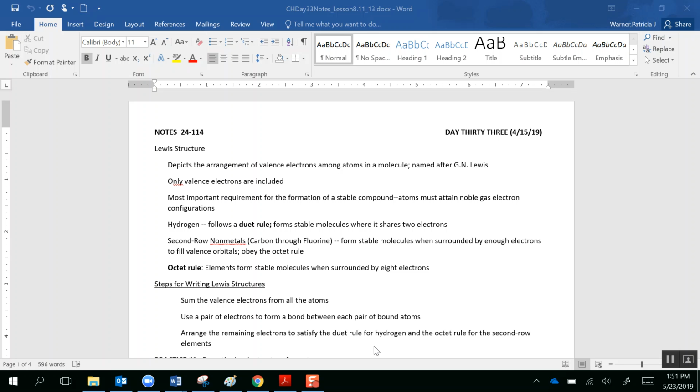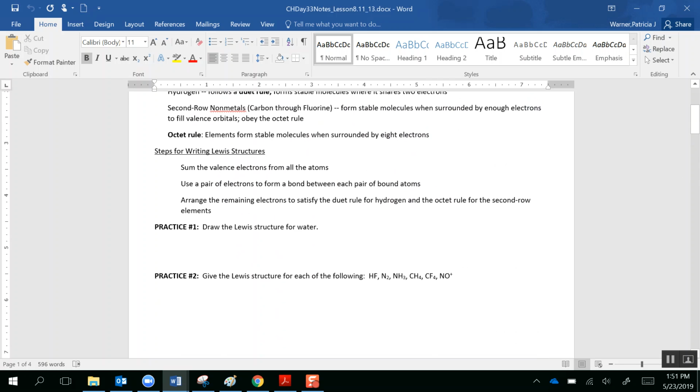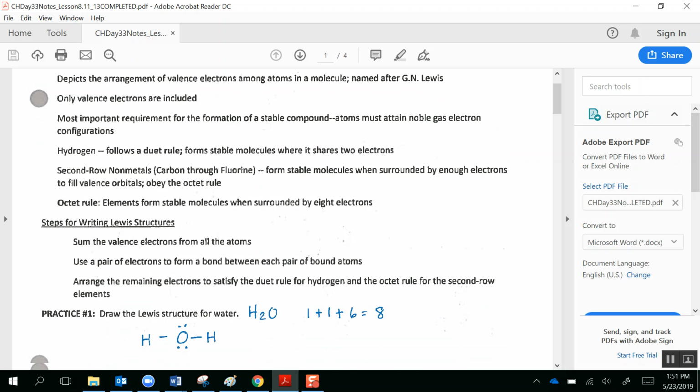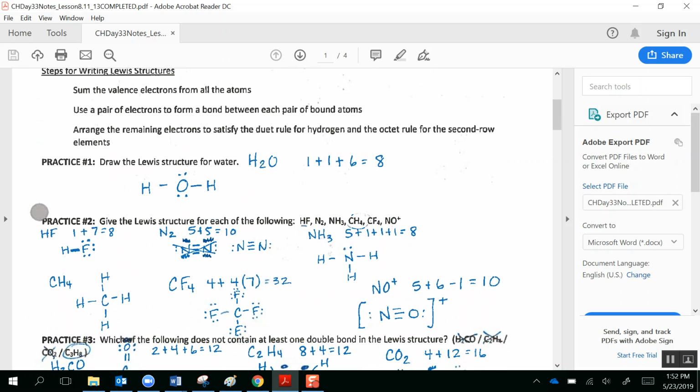So, steps for writing Lewis structures. You are going to sum the valence electrons. You're going to use pairs of electrons to form bonds between each pair of bound atoms, and then you're going to arrange the remaining electrons to satisfy the duet rule for hydrogen and the octet rule for the second row elements. So let's look first at practice problem number 1, and I'm going to shift over to the PDF document. Notice the formula for water is there.